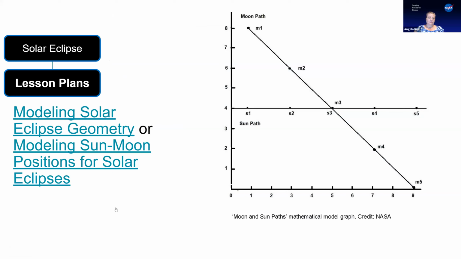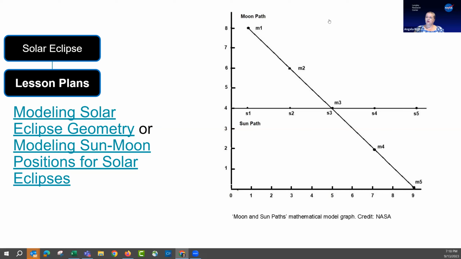Then we have lesson plans. And remember, those lesson plans are teacher facing. We have an elementary, middle, and high school version of a lesson plan that uses this graph. And this allows them to model how the sizes and the positions would sort of line up. It is not to scale. It is not orbital mechanics.